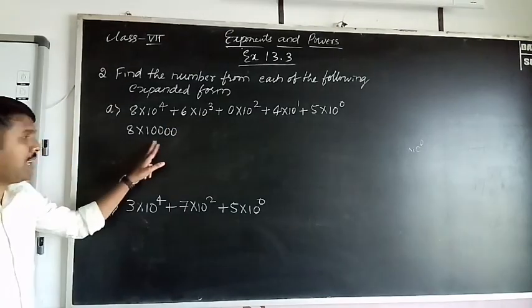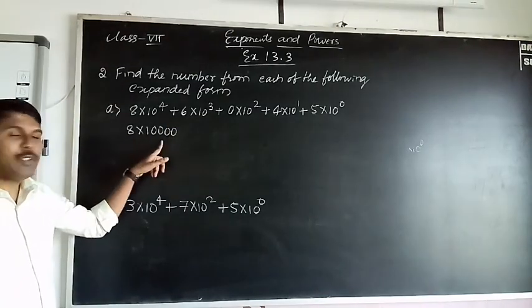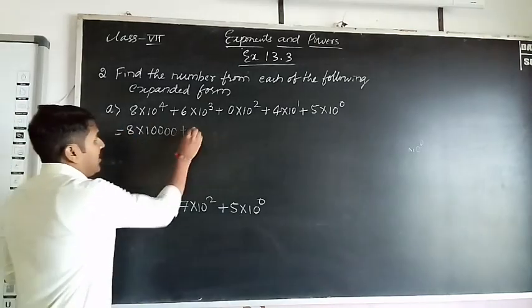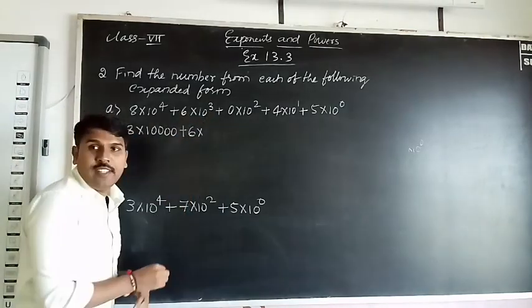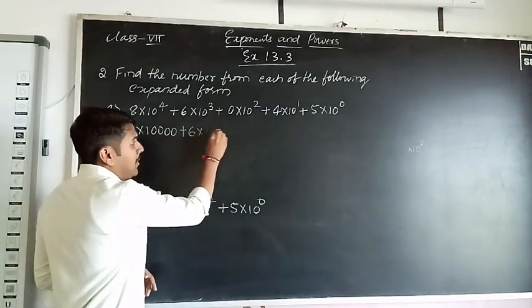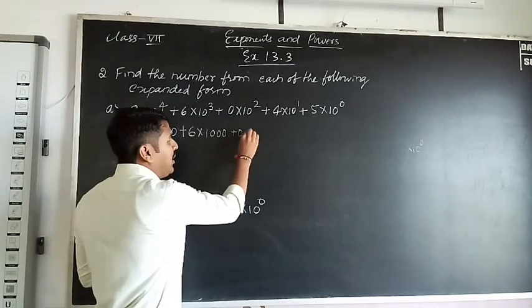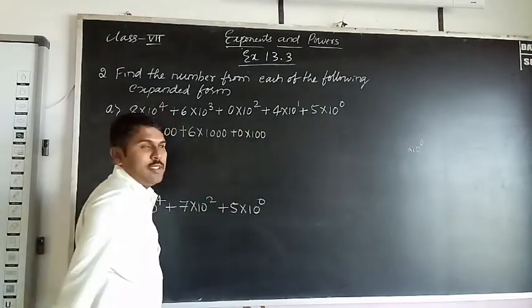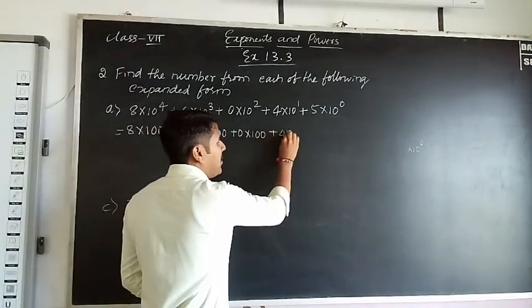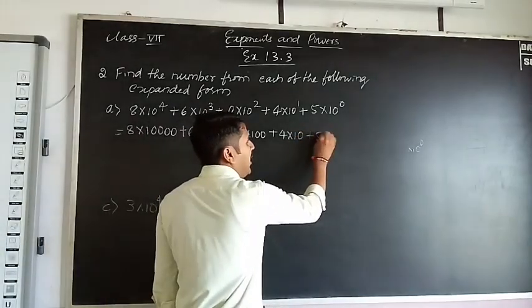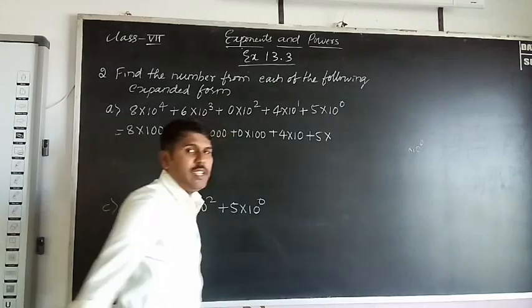4 zeros means 10,000. That means 8 into 10,000 is 80,000. Next, plus 6 into, total how many zeros? 3. That means write down 3 zeros. That's it. Next, plus 0 into 2 zeros. Next, 4 into 1 zero.